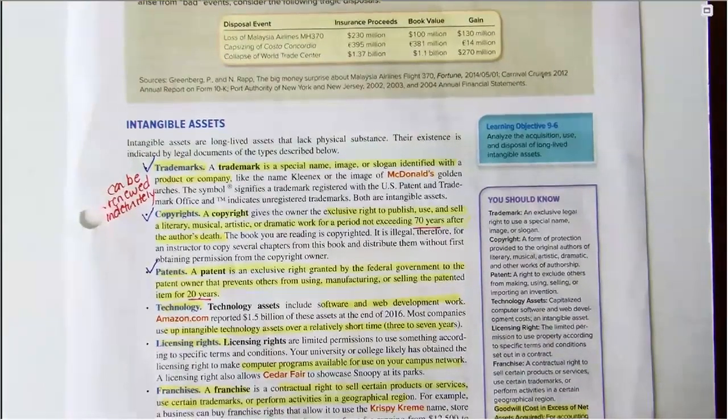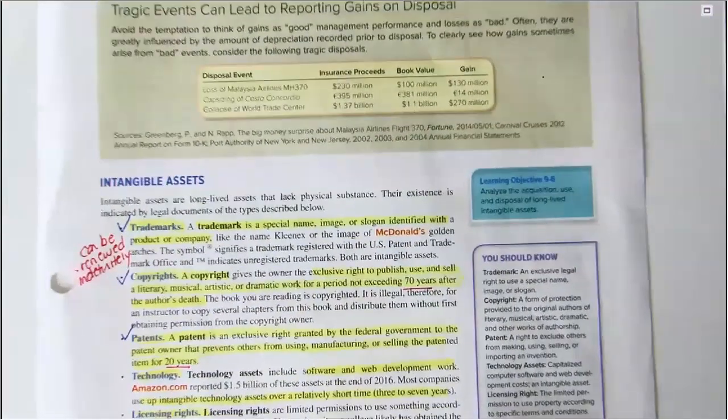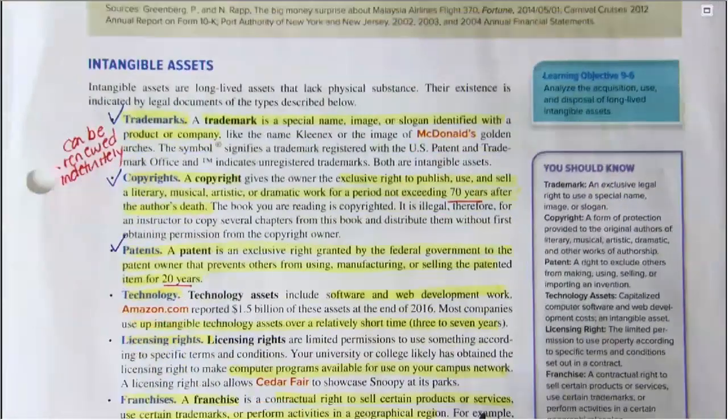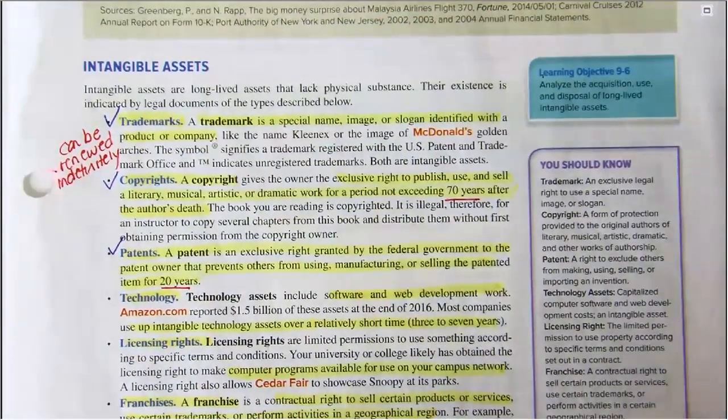Okay, so again, I pulled out page 411 from my textbook, but you can find your text in Connect, in the Connect folder. It's the first link there. And you could scroll to page 411 if you'd like.